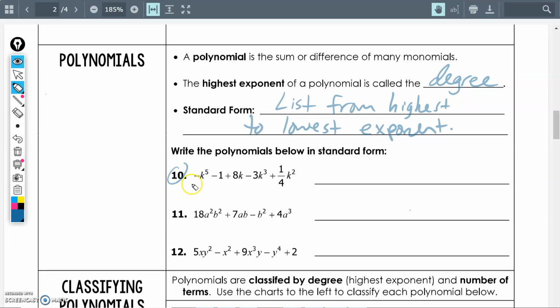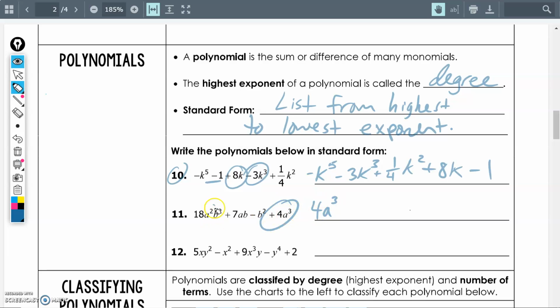Looking at number 10, to list these in standard form, the highest exponent is 5, so that goes first. And then there is no 4 exponent, then we put the 3 exponent, then we put squared, then we put the exponent of 1, and the constant always comes last. If you have multiple variables, like here, you look at an alphabetical order first. So we work with 4a to the third power, and then we look at something with an a to the second power.